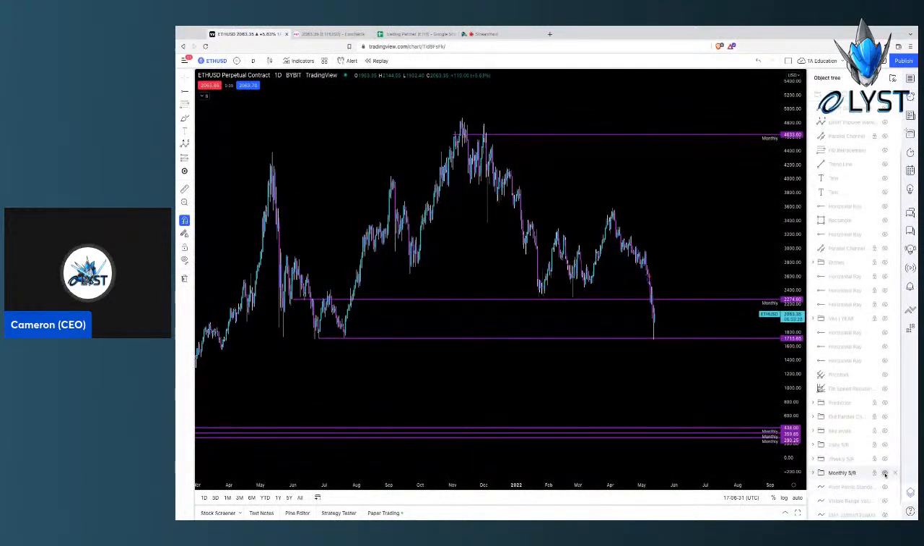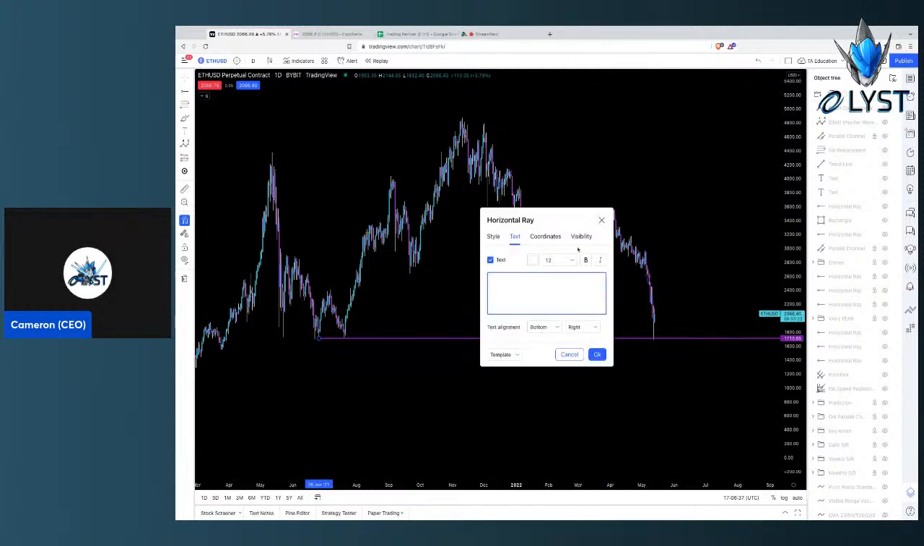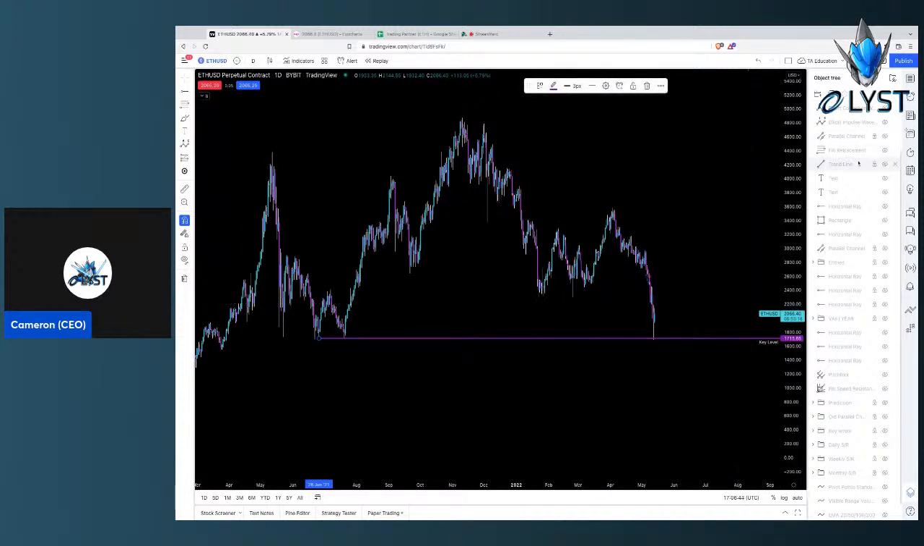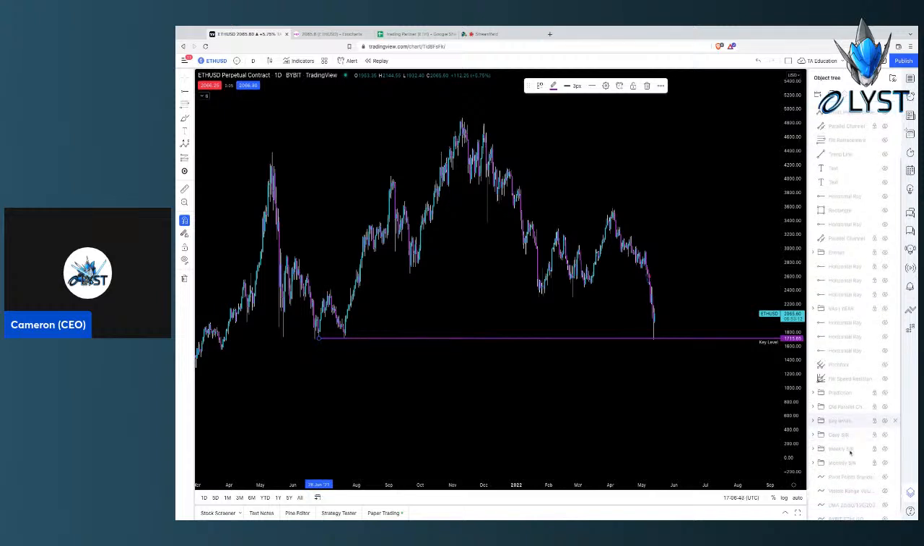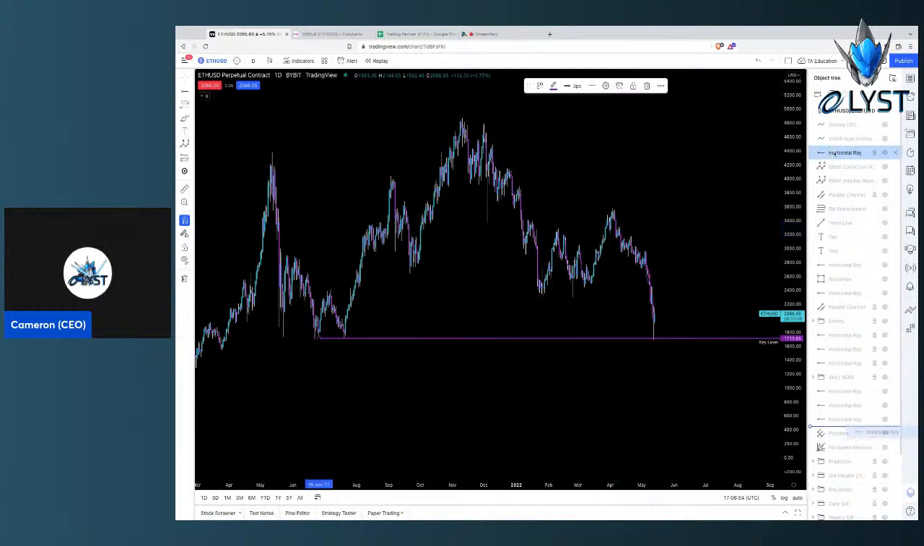All right, now let's hide this. Let's do divergence. I'm going to add this as a key level. So key level, and move this in to my key level. There we go. Okay.